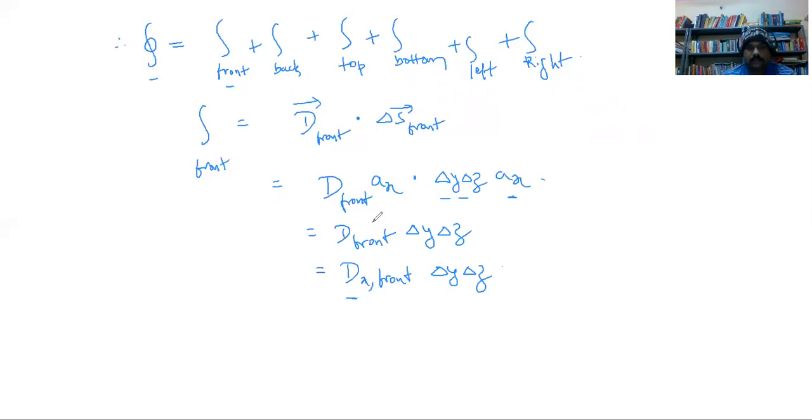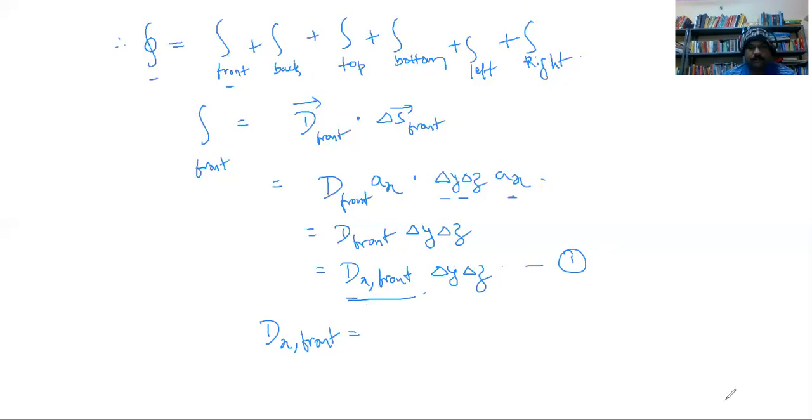Okay, so these two are the same basically, just for sense of direction, I'll write Dx front. So call this equation 1. Now how to evaluate Dx front? Dx front means the flux density which is coming out of the front surface, and it is just the magnitude only. Dx front is just the magnitude. So how do I evaluate this?